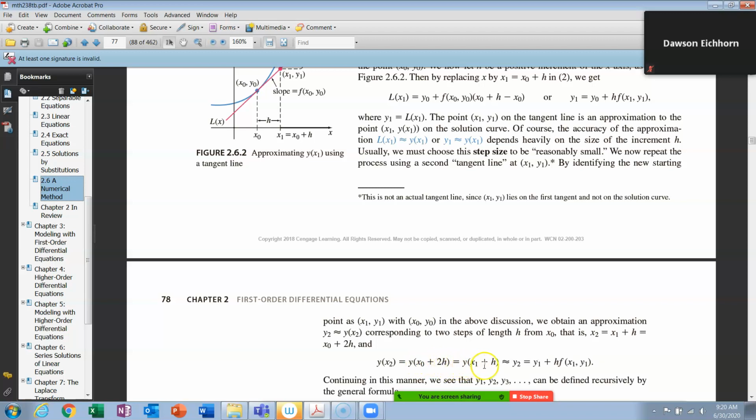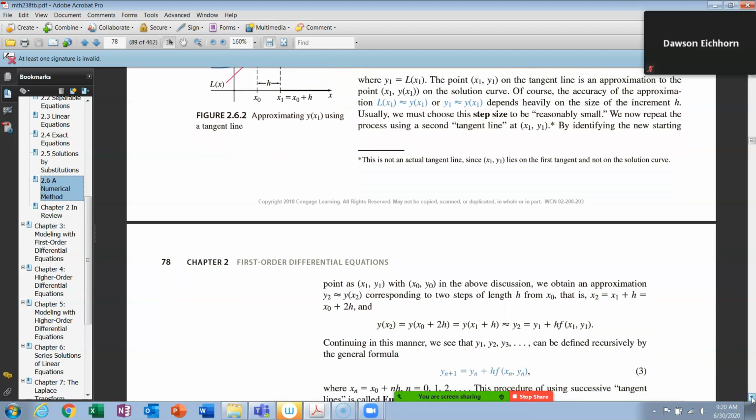So that would be, and here they said it, x1 plus h, and that gives you a new y2, an approximate y2, and that would be y1 plus h times. And see, this time is right. This one should have been an x0, y0. This is an x1, y1. Okay.